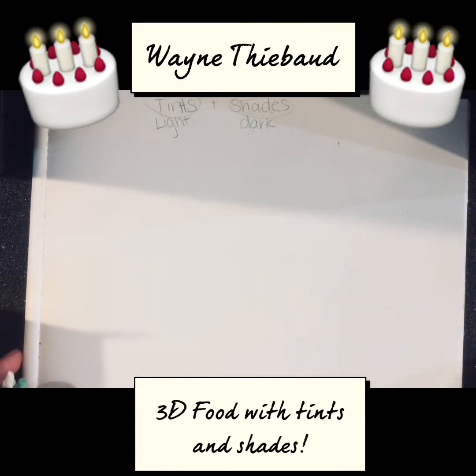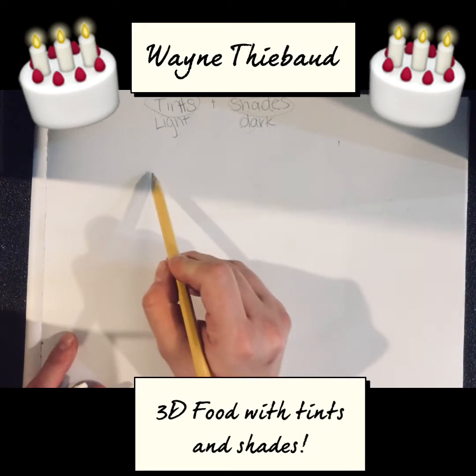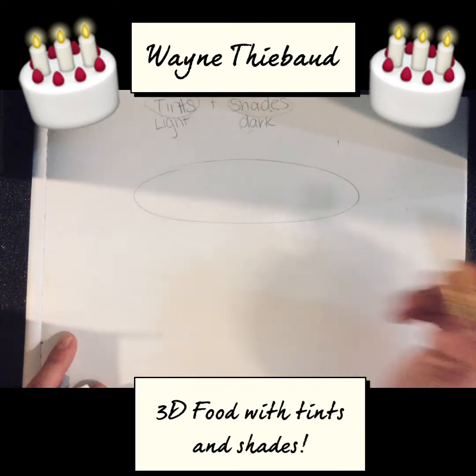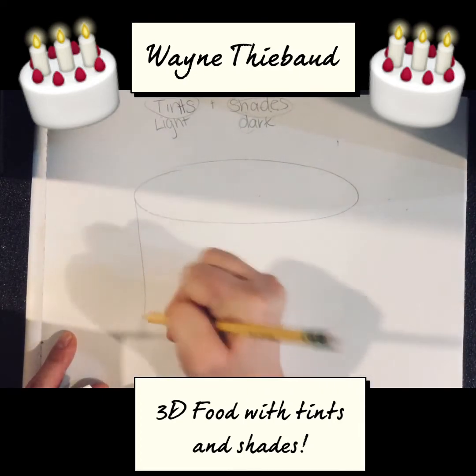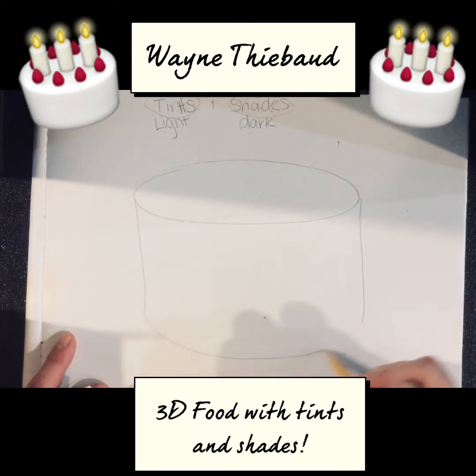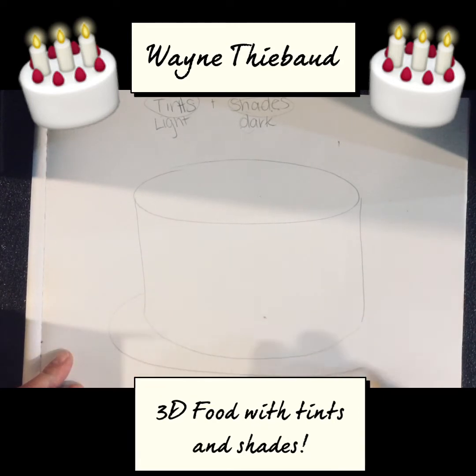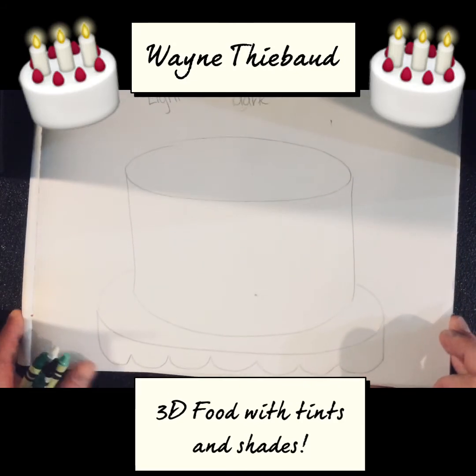If we remember how to draw our cakes, we start out with an oval at the top, 2 lines down, and then I'm going to do a half of an oval at the bottom. Now to make it look like my cake is on a plate, I'm going to put an oval under that, and I'm going to make it look like a fancy plate with these scallops at the bottom. Okay? Let me shift it up so you can see.